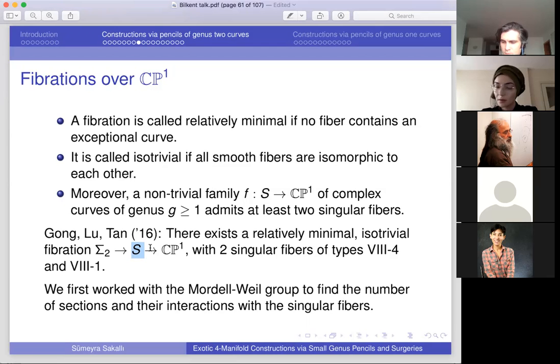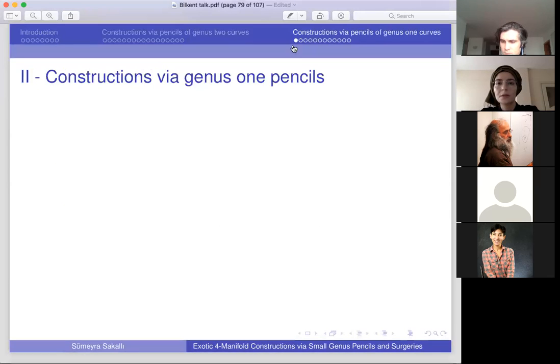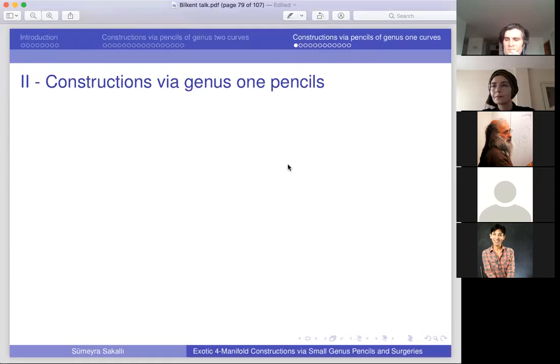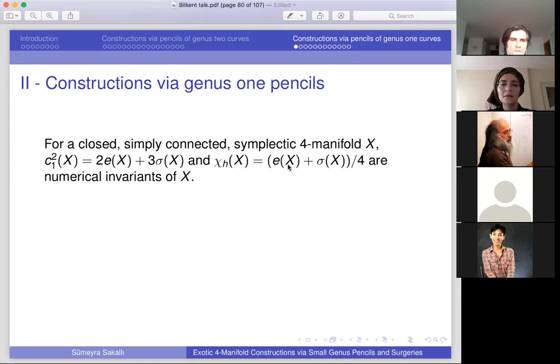Okay, now in the last part of my talk, I have 10 minutes, I guess, right? Let me just give the main ideas then. I will not go into much detail. This is another work, and in that I have made constructions via genus 1 pencils. And let me give a few more definitions here.